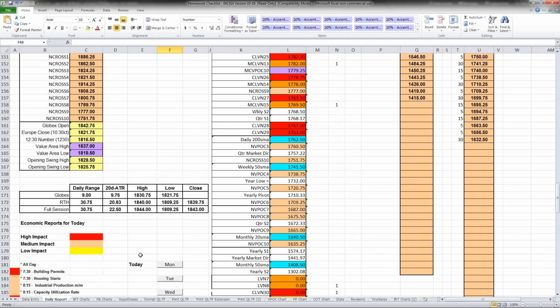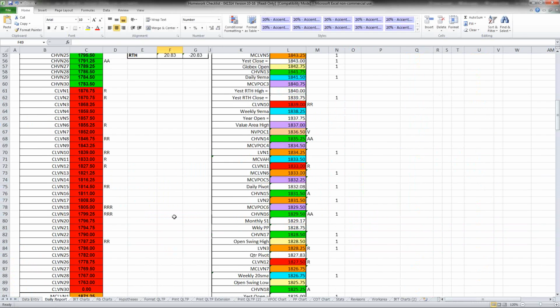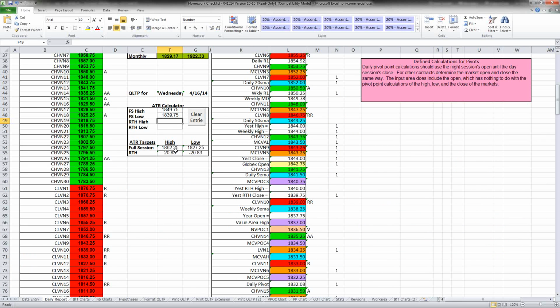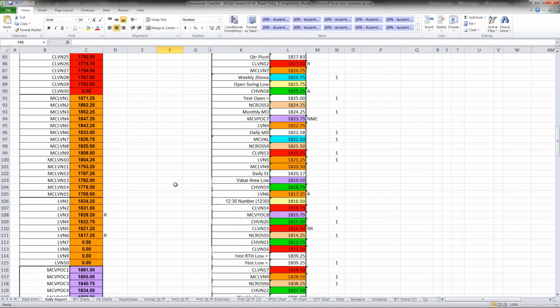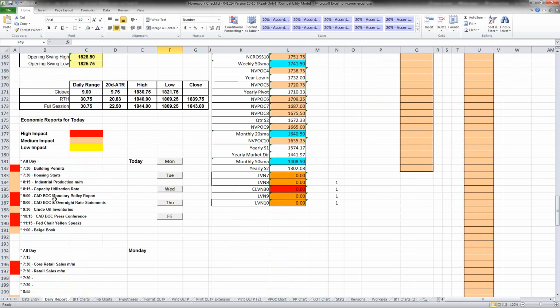Our 20-day ATR targets to the upside, 1862 1/4, to the low side, 1827 1/4. And we've got a fair amount of news today. We've got the Bank of Canada monetary policy report, the overnight rate statements, then we've got the Canadian press release, we've got crude, we've got Yellen speaking again, and then we've got the Beige Book.